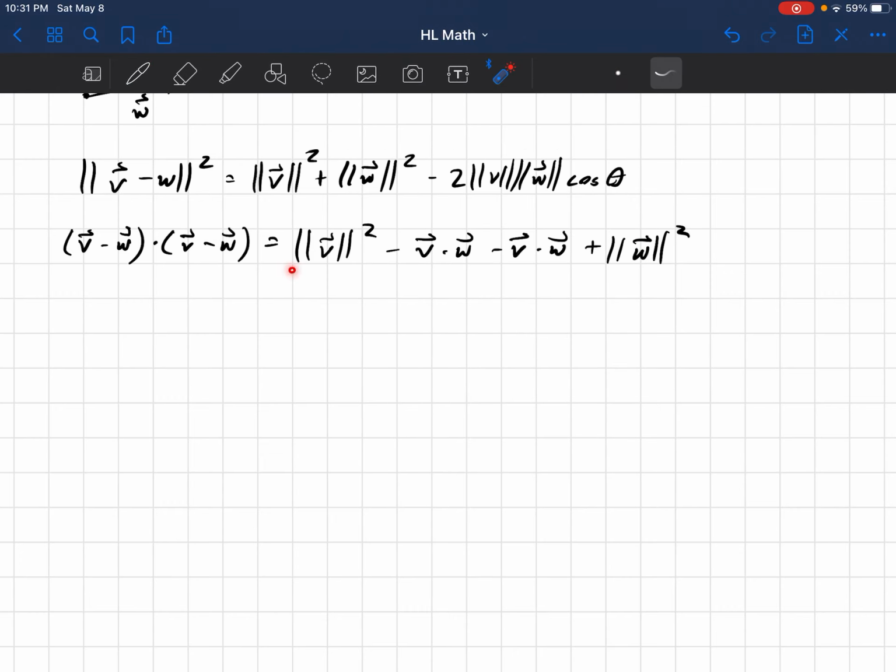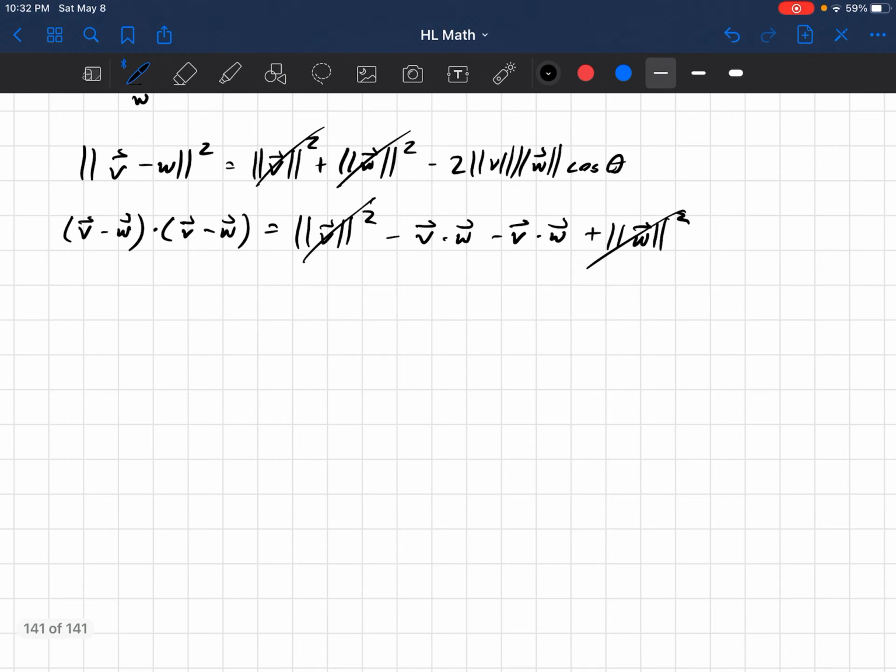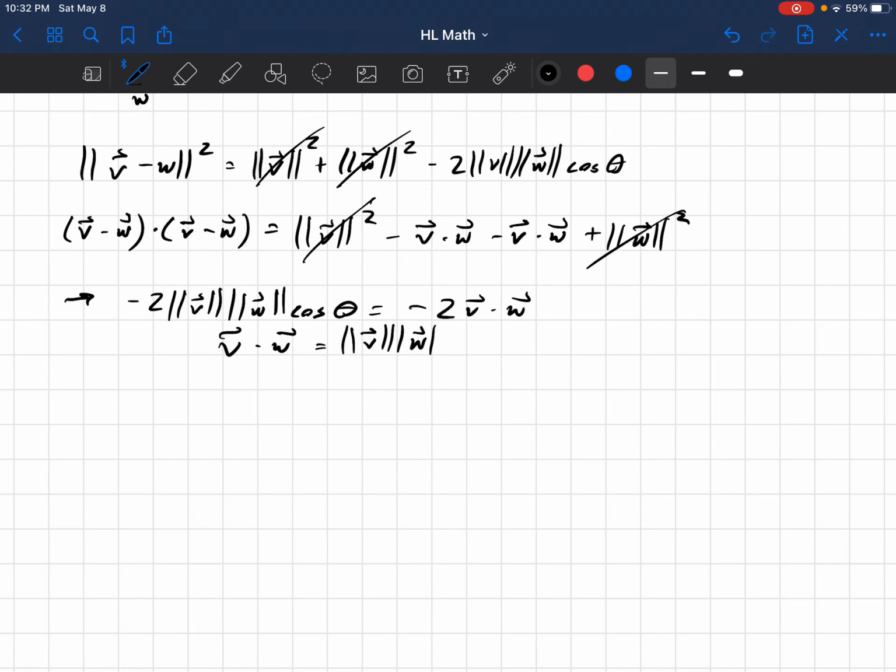And so now, this is equal to this, and so that means we can get rid of magnitude V squared, magnitude W squared, and now we have left that negative 2 magnitude V, magnitude W, cosine theta is equal to negative 2 V dot W. And voila, V dot W is equal to magnitude V, magnitude W, cosine theta. And so these are definitions that we all just kind of take for granted with the dot product and the cross product.